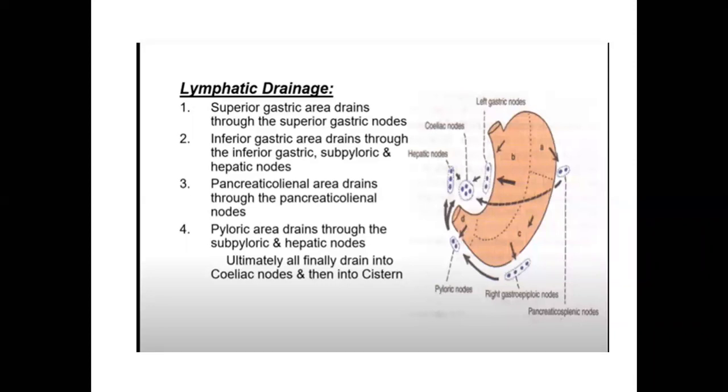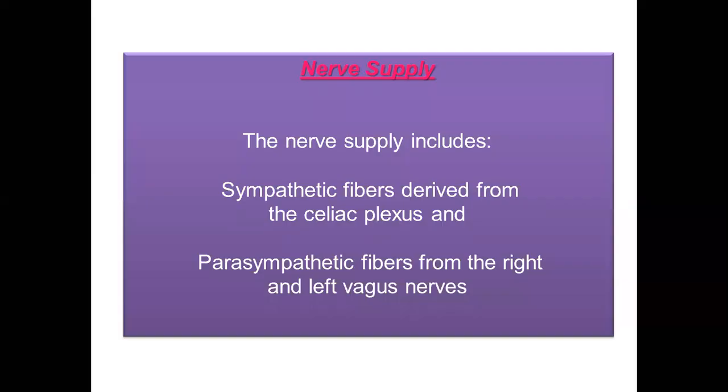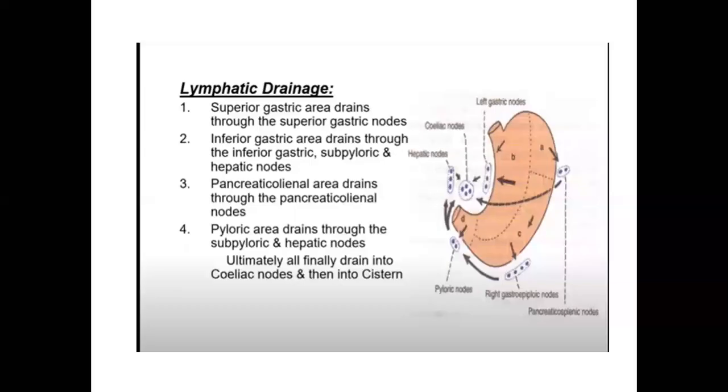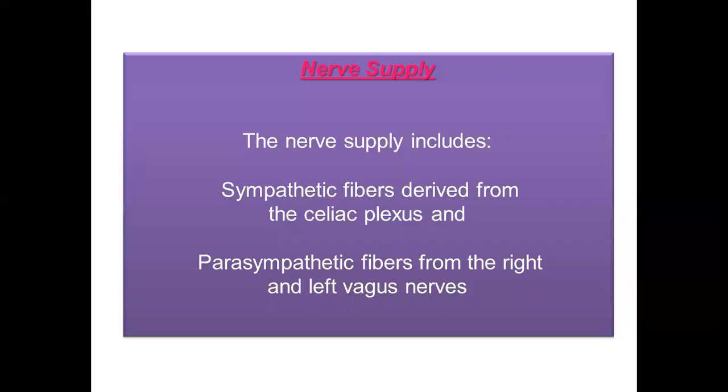Then the nerve supply. The parasympathetic supply is that of the right and left vagus nerves, and the sympathetic supply is by the celiac plexus, branches of the celiac plexus. Yeah, excellent.